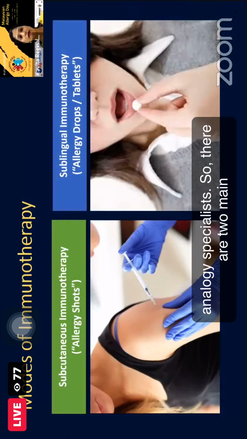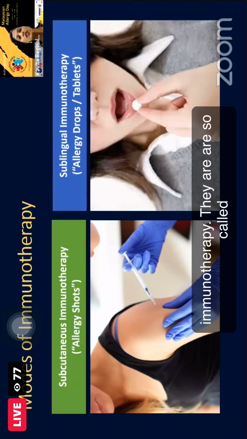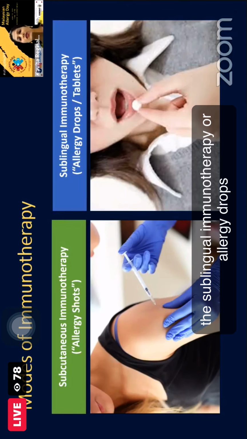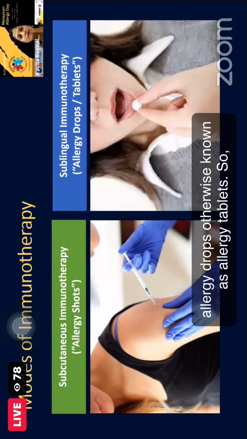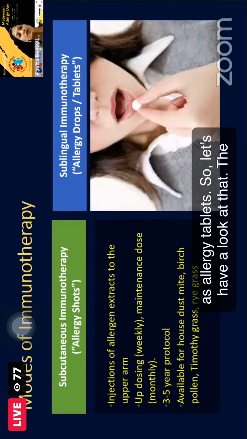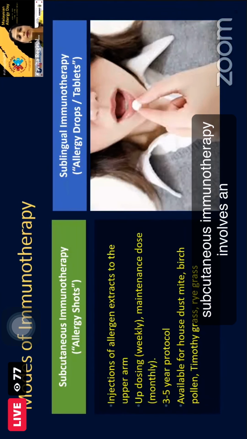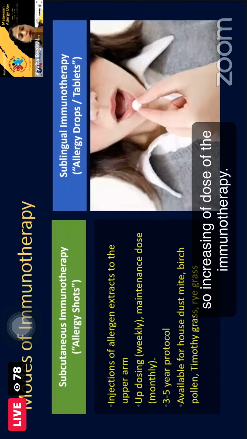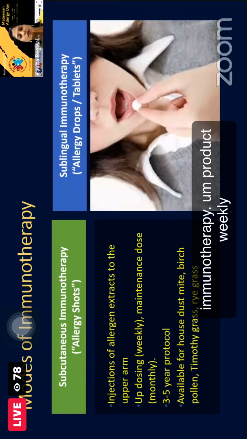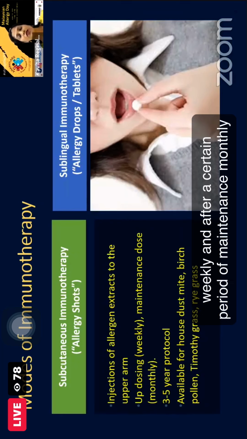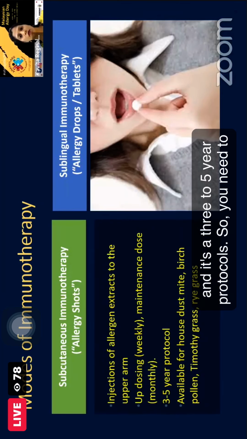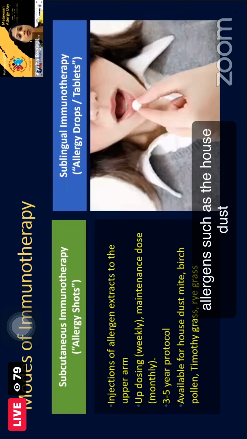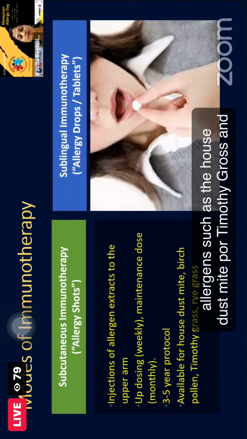So there are two main modes of immunotherapy. They are the so-called allergy shots or subcutaneous immunotherapy, and the sublingual immunotherapy or allergy drops, otherwise known as allergy tablets. So let's have a look at that. The subcutaneous immunotherapy involves an injection to the upper arm. There is an updosing, so increasing the dose of the immunotherapy product weekly, and after a certain period, a maintenance dose monthly. It's a 3 to 5 year protocol, so you need to take the shots for between 3 to 5 years. And it's available for allergens such as the house dust mite, birch pollen, Timothy grass, and ryegrass.